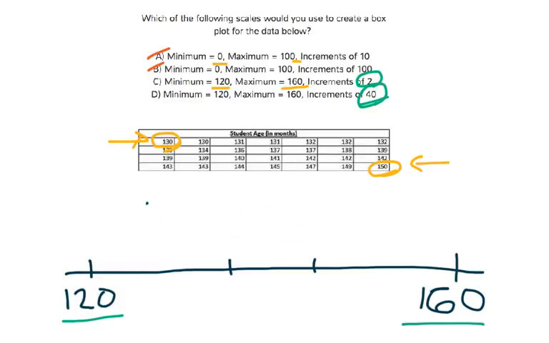So we're not going to do increments of 40. That's too big. We want increments that break this up a little bit. So we're not going to have a scale that looks like D. C is our answer. We want a minimum of 120, a maximum of 160, and then our tick marks are going to go up by 2 each time. So it's going to be 122, 124, 126, and so on.